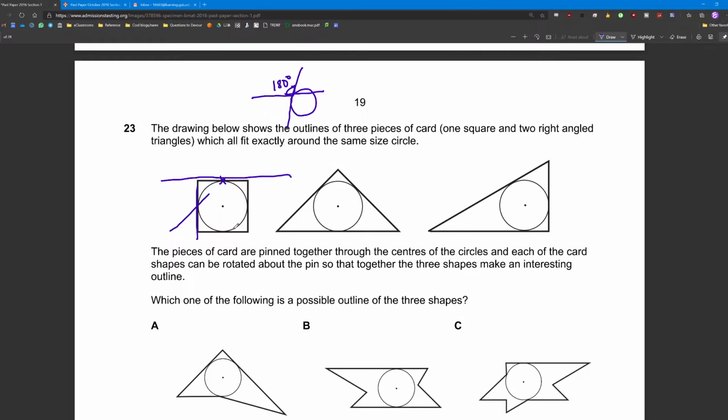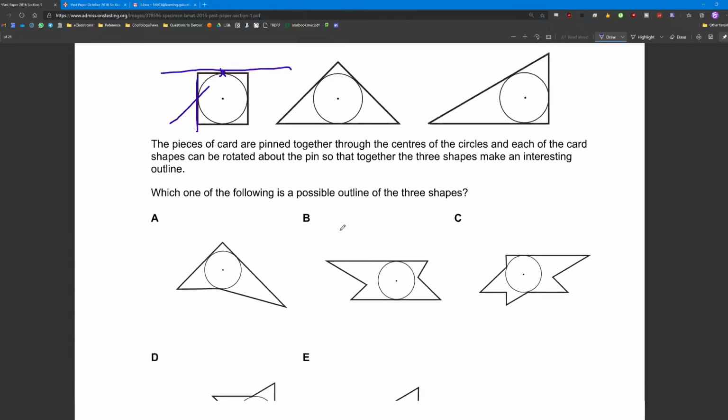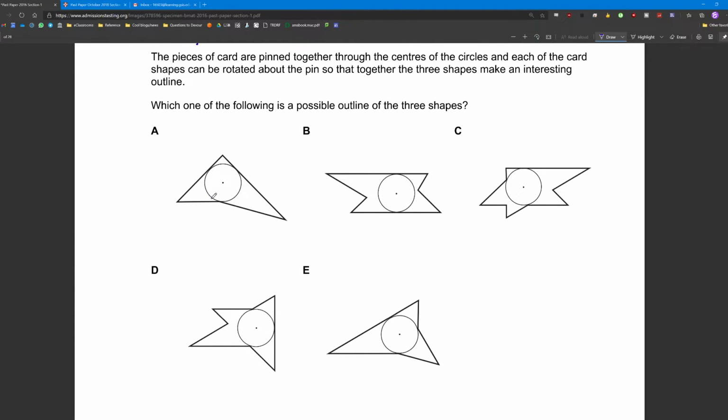They don't have any scenario. They don't have any lines touching the circle which are not tangents. So A is immediately gone because we have this joint here, and that's illegal. B is okay. B is possible, but I'm just going to explain why the rest of it won't work.